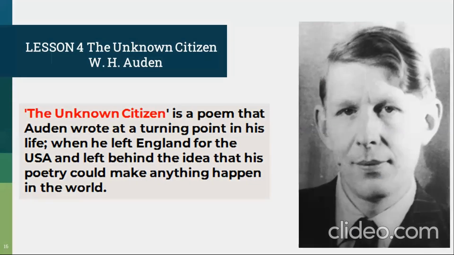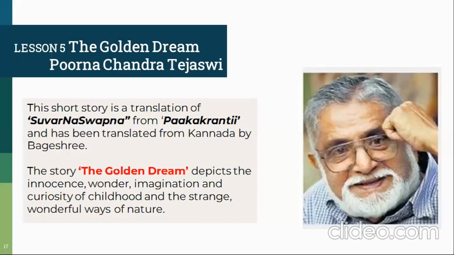Now, lesson number 5, The Golden Dream. The Golden Dream is written by the famous Kannada writer Purnachandra Tejaswi, and this short story is a translation of Suvarna Swapna from Pakakranti, translated from Kannada by Bageshri. The story Golden Dream depicts the innocence, wonder, imagination, and curiosity of childhood and the strange, wonderful ways of nature.